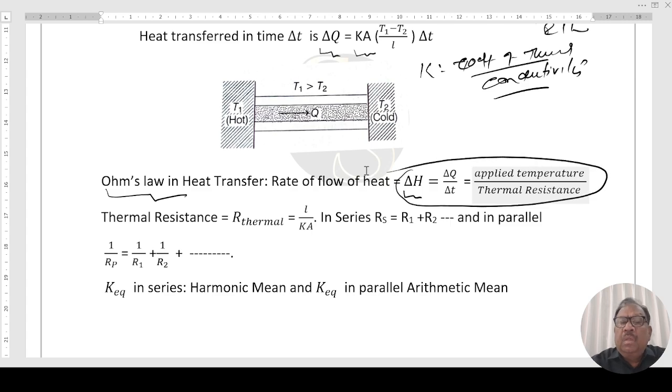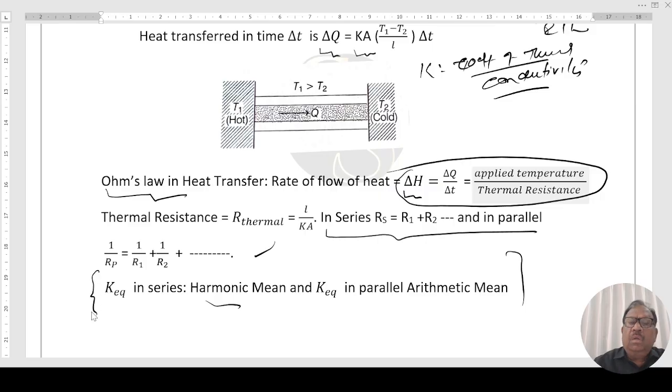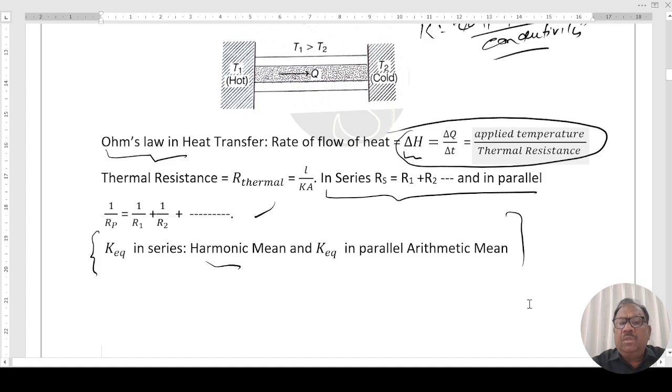heat. In series and parallel, it follows the same rules as in electrical circuits. Equivalent resistance in series is simply addition, and in parallel 1 over Rp equals 1 over R1 plus 1 over R2. K equivalent in series is the harmonic mean and K equivalent in parallel is the arithmetic mean. These will be discussed in subsequent topics. Now, let's start the solution.